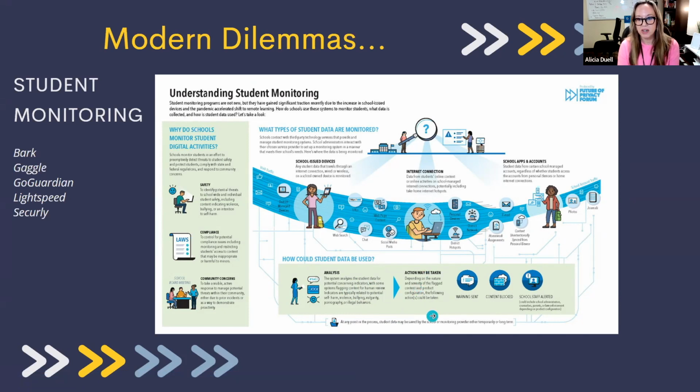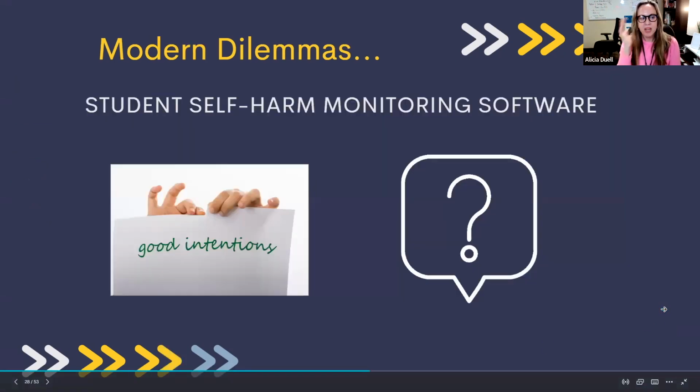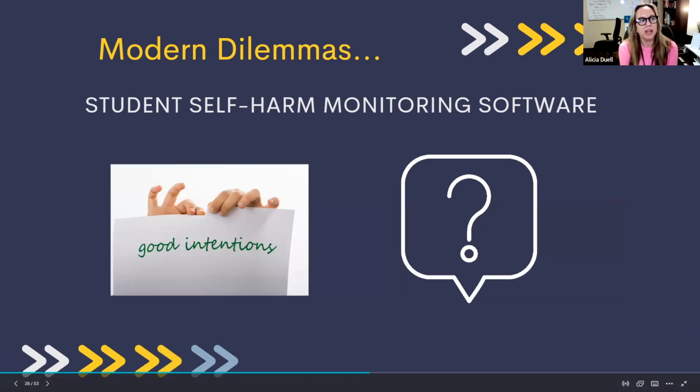Depending on the nature and severity of what was flagged, a student could receive an automated warning, or if a student is trying to access content, it could be blocked. And then finally, school staff might be notified. Typically schools that have these have a whole protocol: if I get a notification, I tell these people, who tell these people, and it goes up from there.